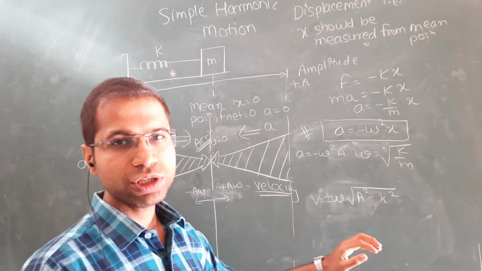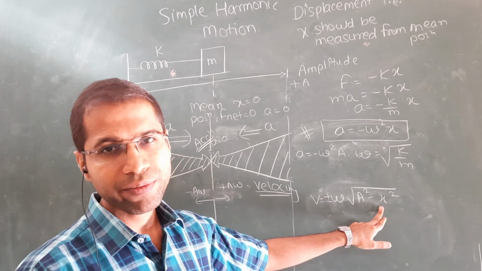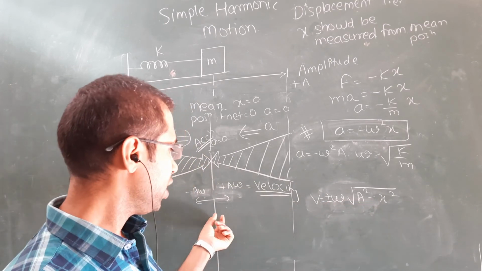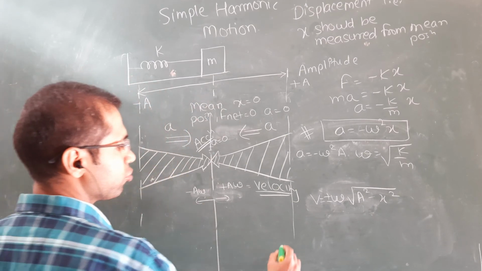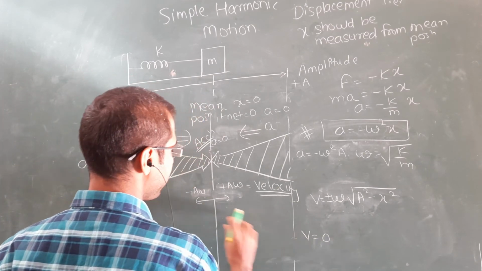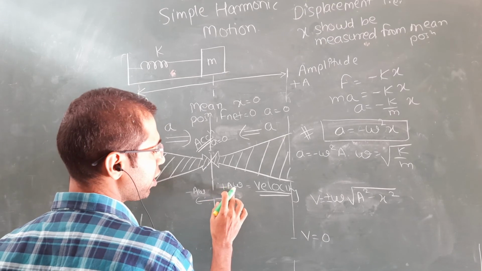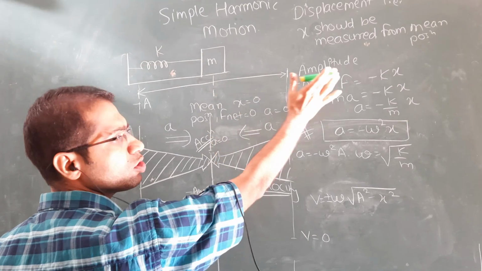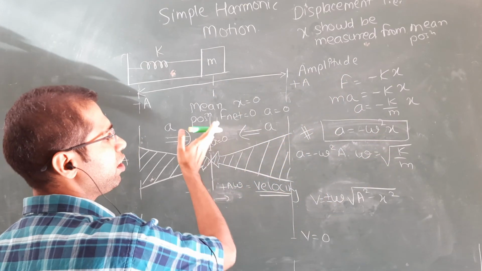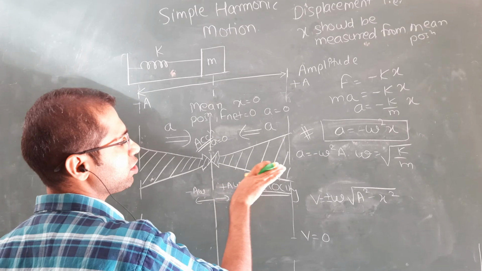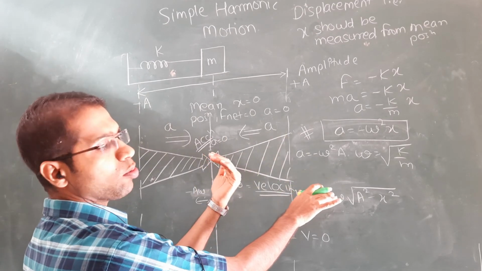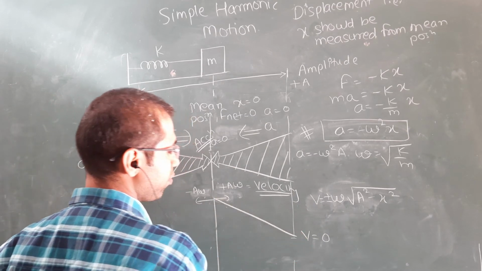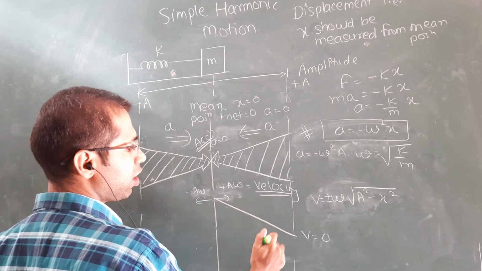Now at the extreme position, that is the amplitude, x is equal to a. So velocity becomes 0 at the extreme positions. Velocity is maximum at the mean position. So here velocity is 0. At the mean position velocity is plus a omega. When the mass is moving rightwards, velocity direction is rightwards, and acceleration direction is opposite. So velocity is going to be reduced. So I can get some line like this, plus a omega to 0.